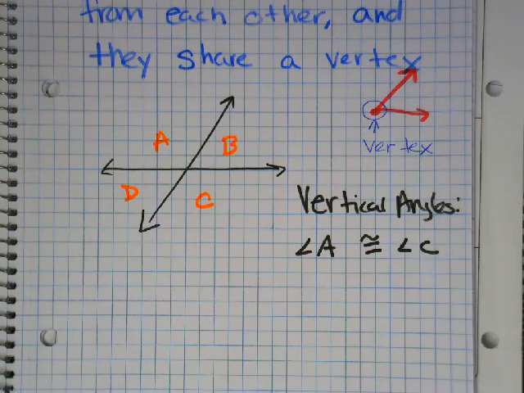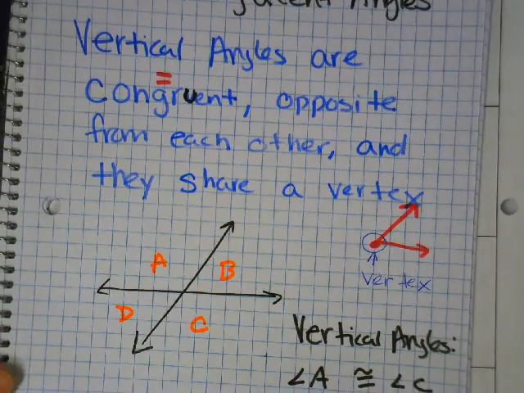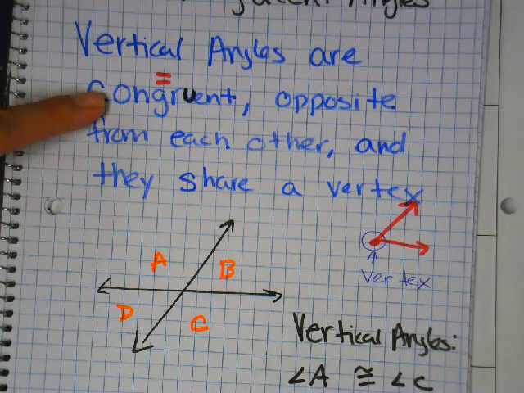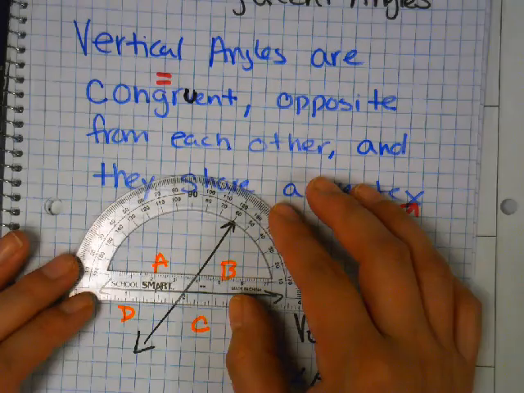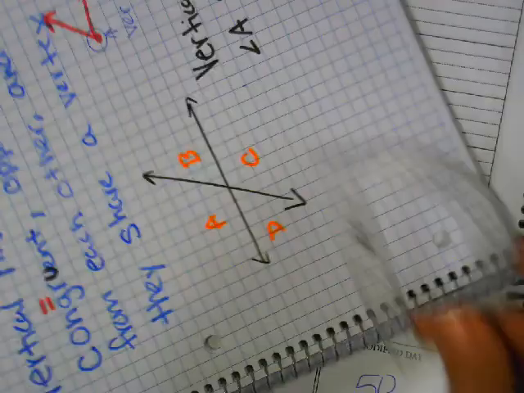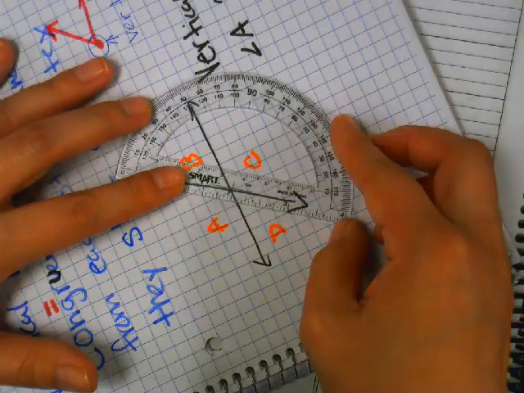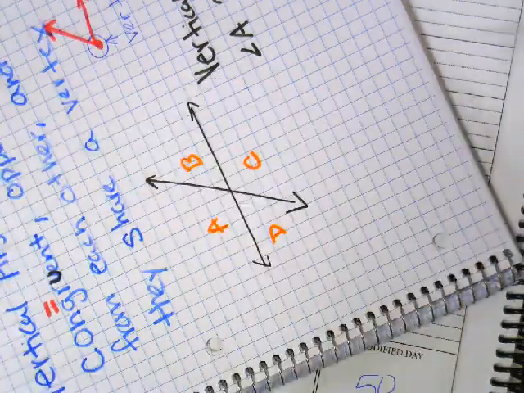Because we're extra special, in geometry we don't just write an equal sign. That's just too simple. We must add a squiggly little line. All right. So vertical angles are congruent, which means they're equal. If I were to use a protractor and measure it, this measures exactly 120. And if I were to rotate it, angle C is also 120.